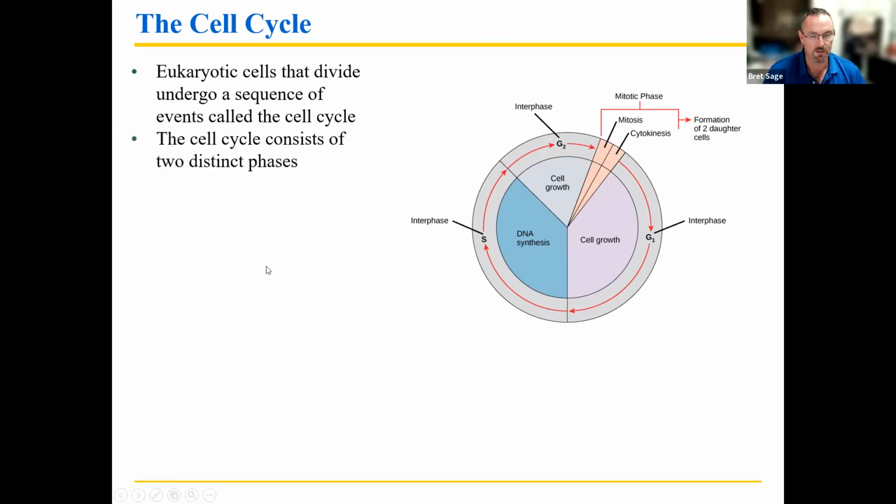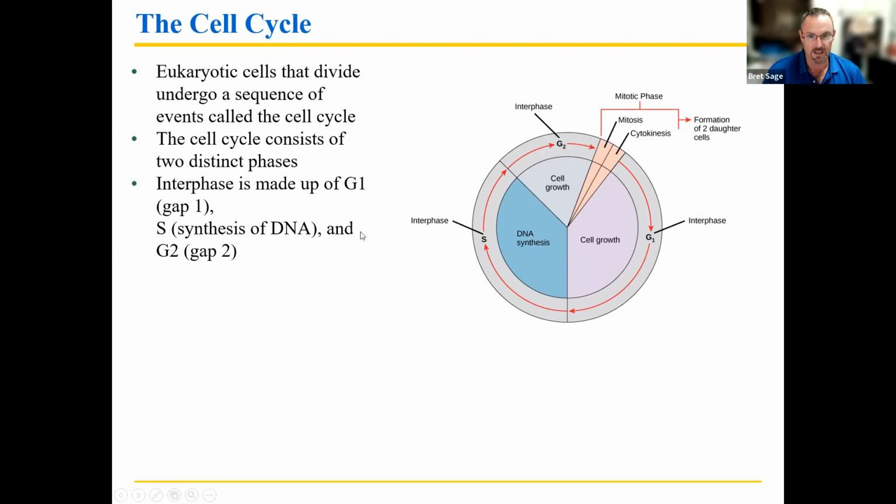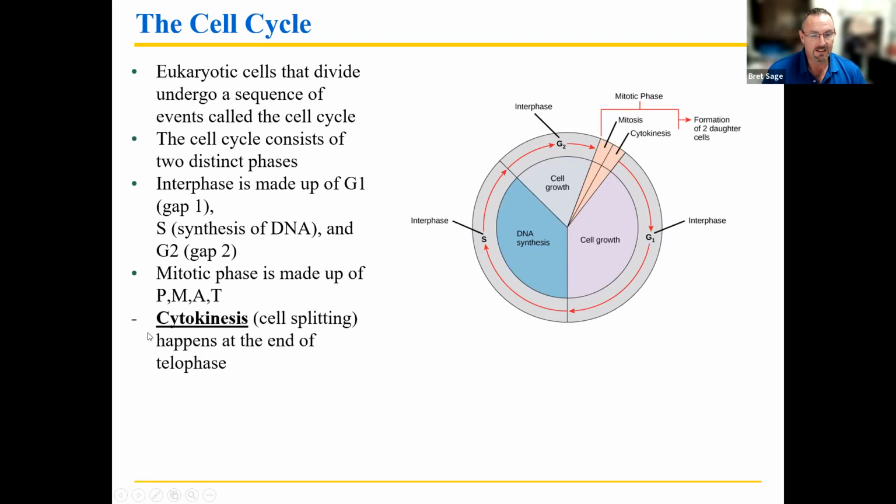The cell cycle consists of 2 distinct phases. Interphase, which is made up of gap 1 right here, synthesis, where the DNA is copied, and gap 2 here. The mitotic phase is made up of the stages prophase, metaphase, anaphase, and telophase. We're going to go into that, but you can see it right here, mitosis, the mitotic phase. Telophase includes cytokinesis, which is the physical splitting. Cytokinesis or cell splitting happens at the end of telophase. So this cytokinesis is the end of stage T or telophase.